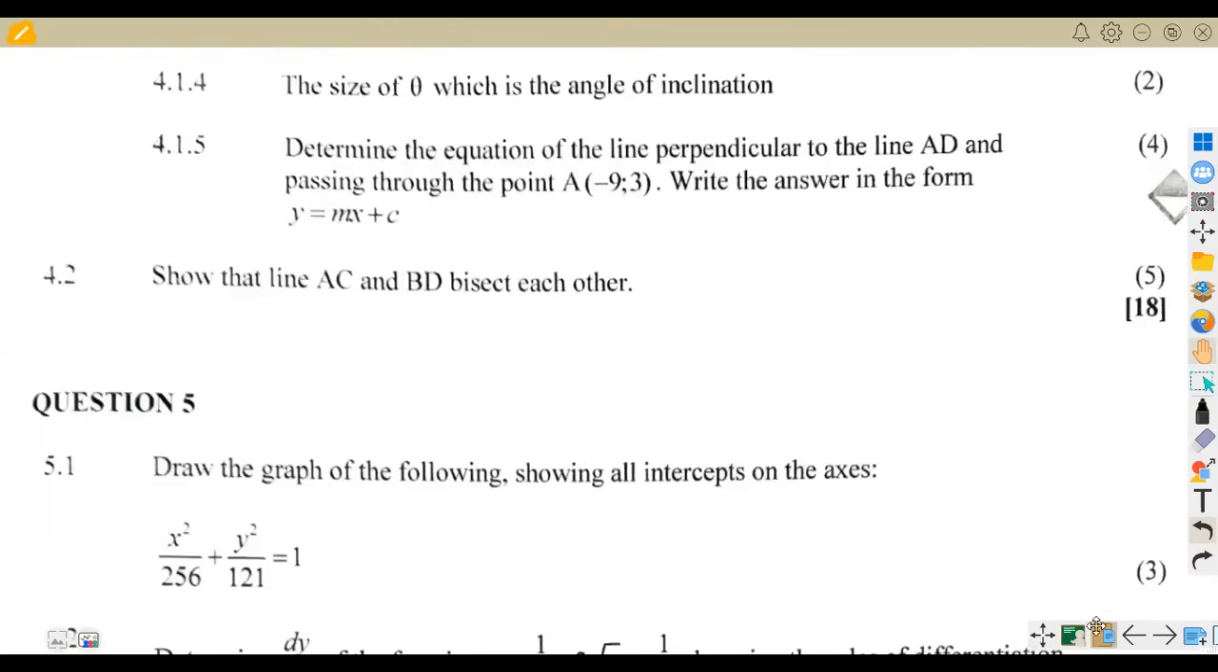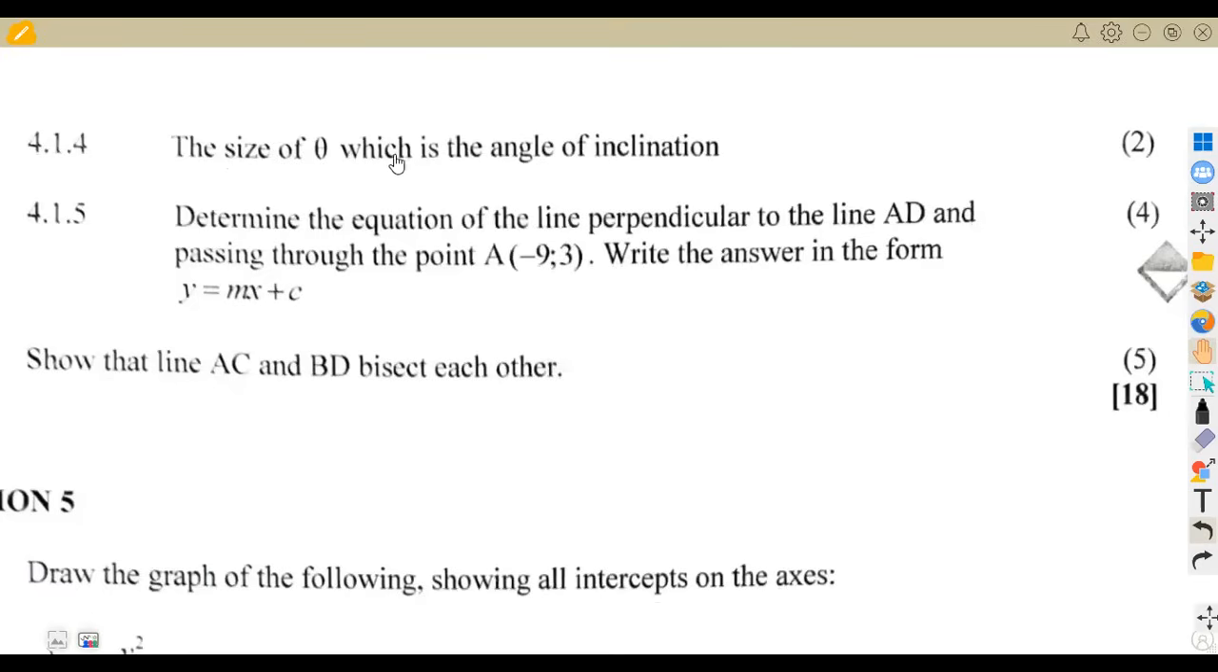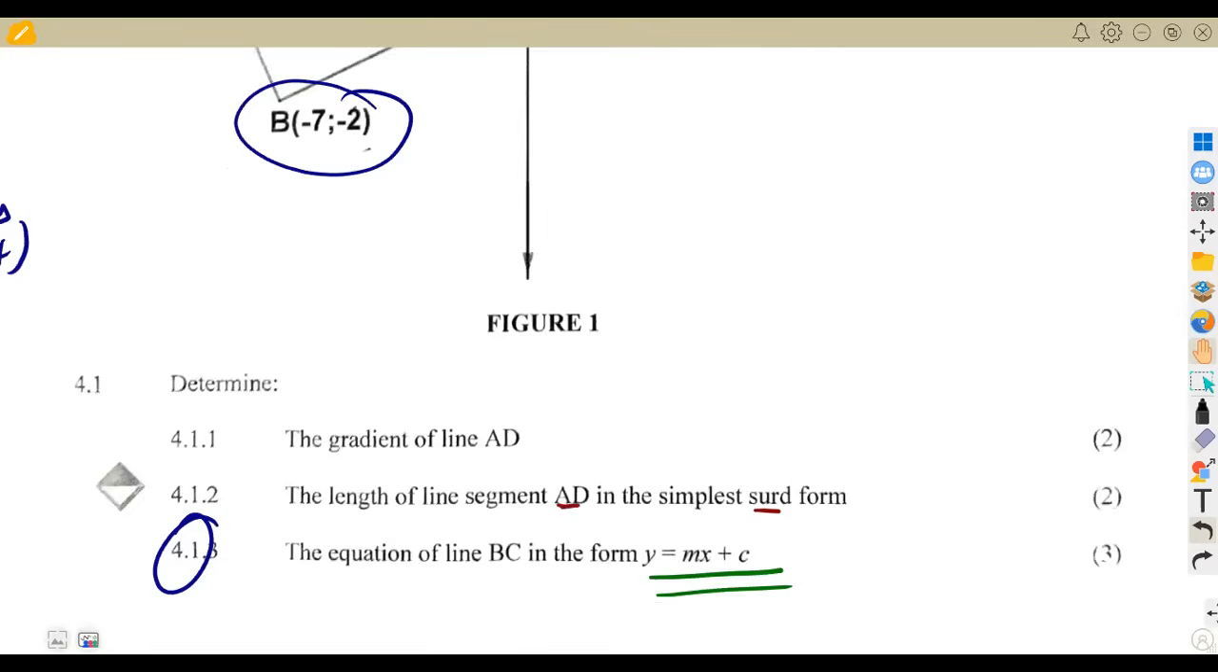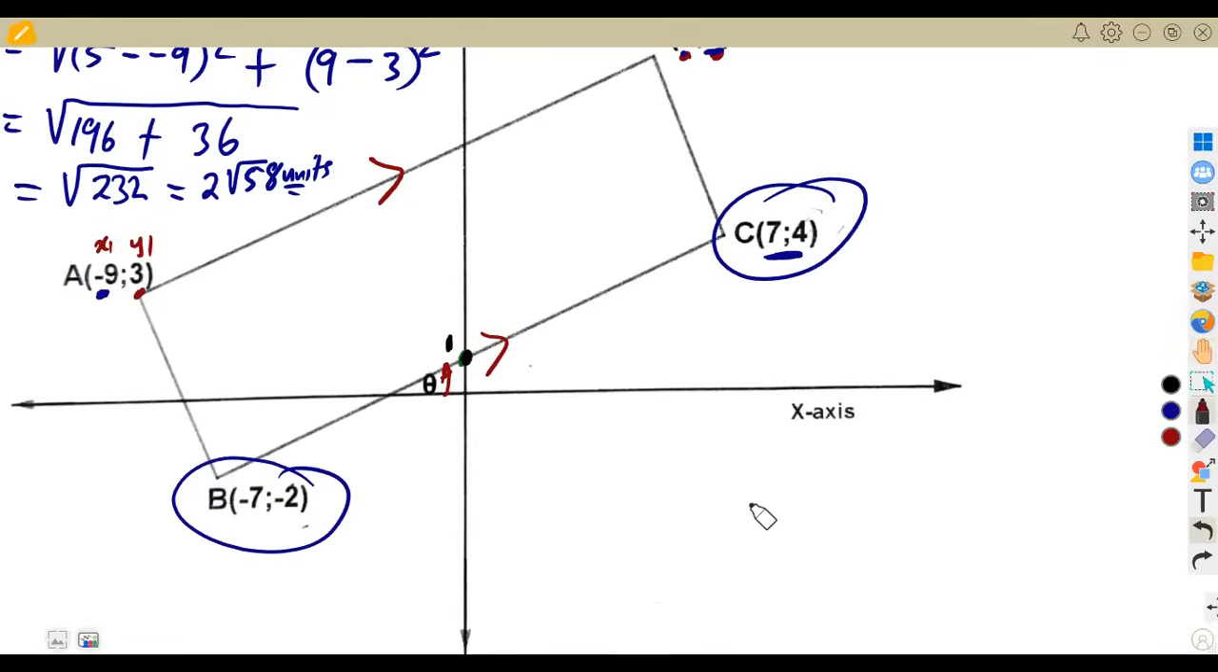Let us consider another part, which is question 4.14. Now they want us to calculate the size of theta, which is the angle of inclination. Remember I talked about this, that theta simply represents the angle of inclination. So let us check where theta is. It's between the line BC. So we can obtain that theta from the line BC. It means from our angle, theta is going to be arctan of the gradient of line BC.